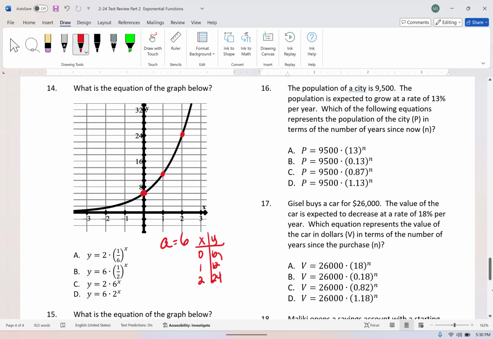So if you look at what's happening here, we're multiplying consistently by 2. So our B value is 2. Our A value is 6. So that is D.